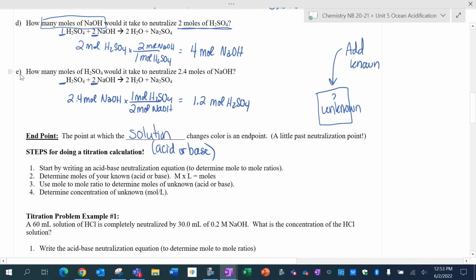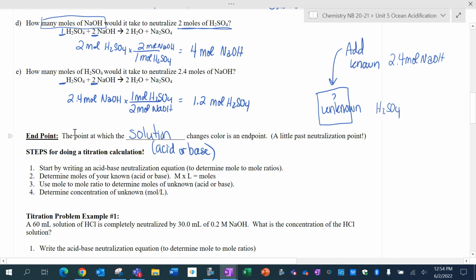So like in this example right here for E, it looks like we did a titration experiment. We found that it took 2.4 moles of NaOH to neutralize my sample of H2SO4. And based on this chemical equation, we can figure out that there must have been 1.2 moles of H2SO4 in this container. So that's basically what we're doing. We're going to have a known amount, and then we're going to use that to figure out some unknown.